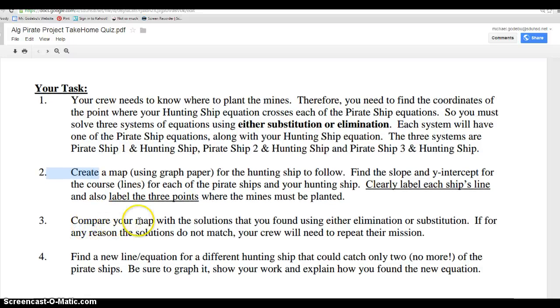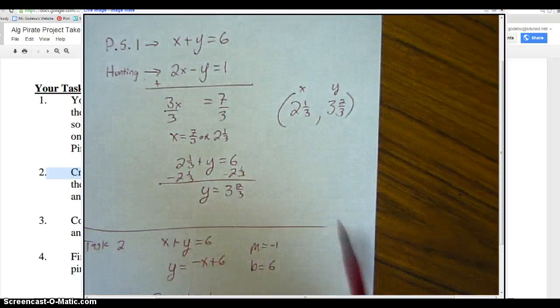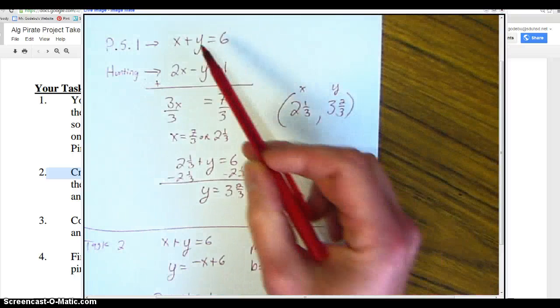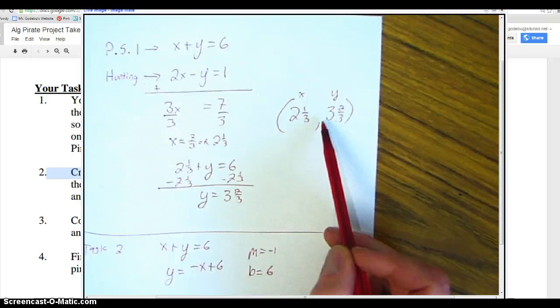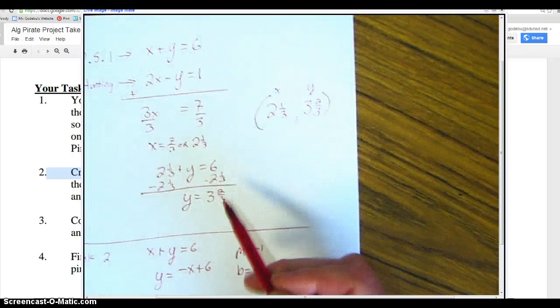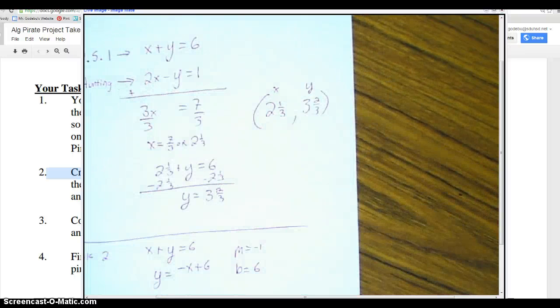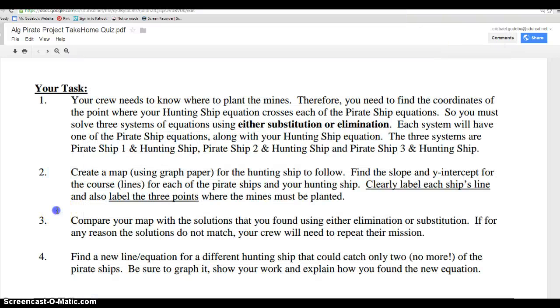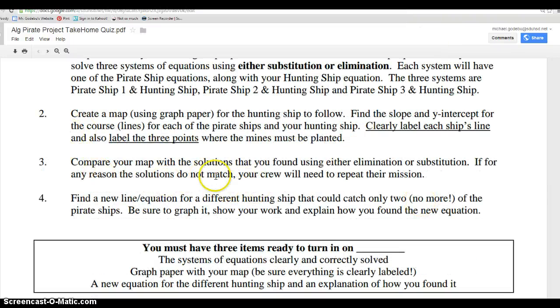Task 3 is to compare your map with the solutions. So let me go back here. If your hunting ship and your pirate ship don't intersect at the point that you did in task 1, you've done something wrong. And you have to go back and either regraph them or resolve the equations. So that's what it says here. If your solutions don't match, your crew will need to repeat their mission. Okay?